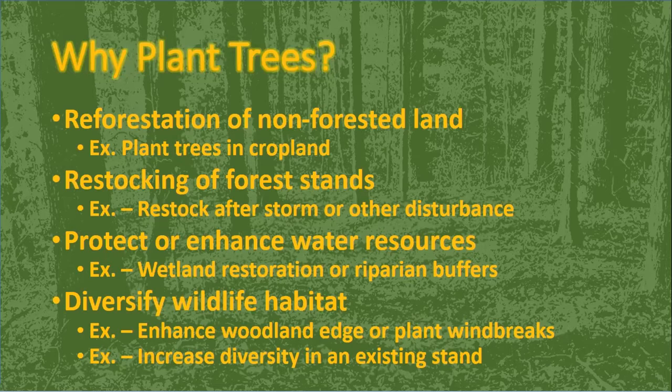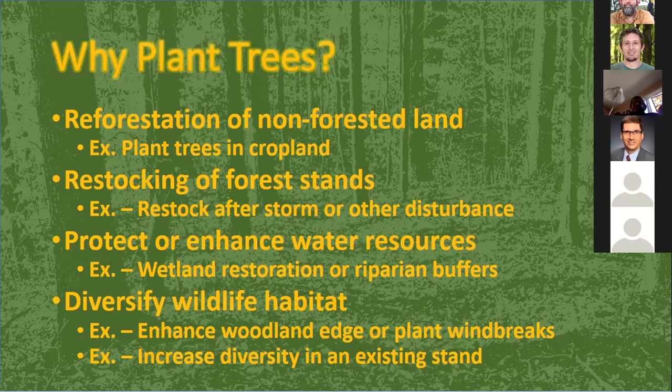We can protect or enhance water resources. So whether it's wetland restoration, where we're restoring acres of wetlands with forest cover, or whether it's a riparian buffer, so an area that protects a stream, trees that we plant along the edge of a stream that help provide a buffer between that stream and other land uses, or simply to diversify wildlife habitat. So there's times that we plant a woodland edge to diversify the plants in that edge area. So the edge is where that woodland meets cropland or a prairie or some other type of land use.